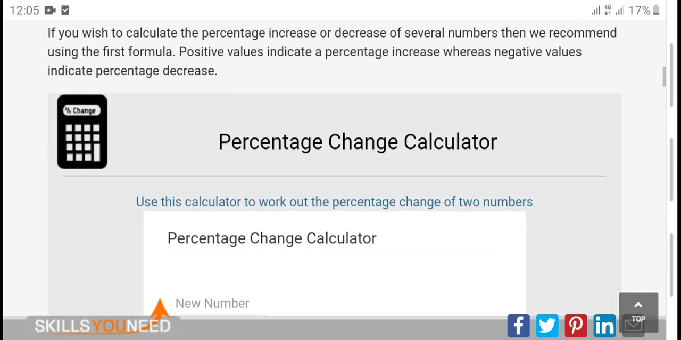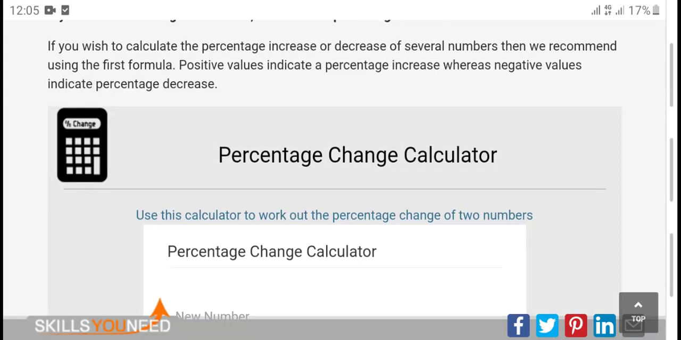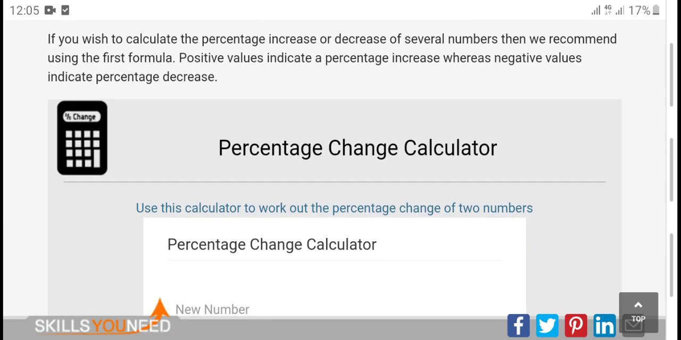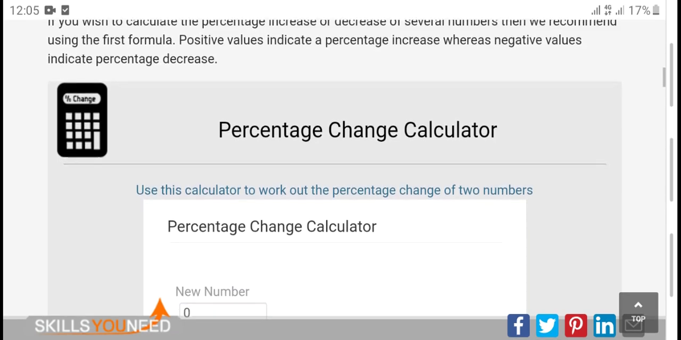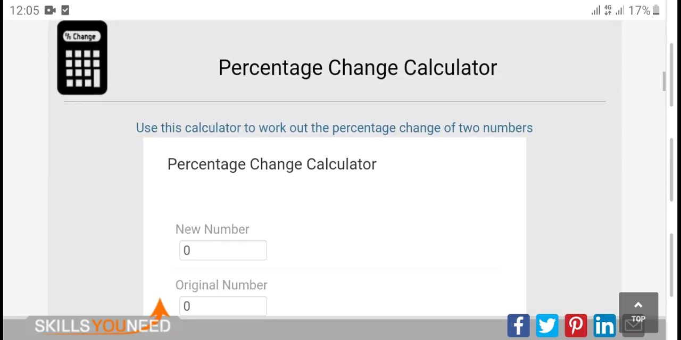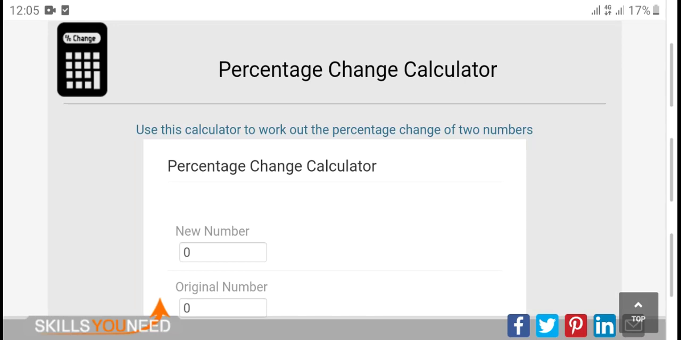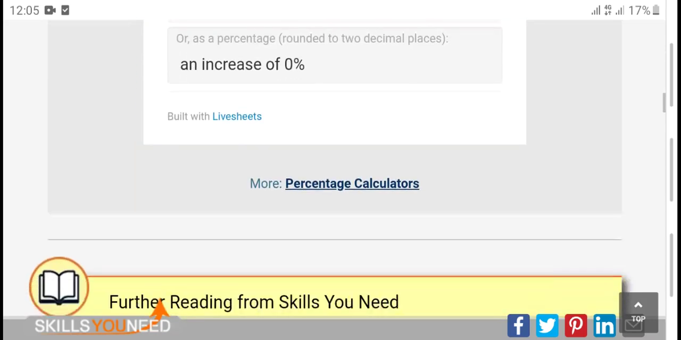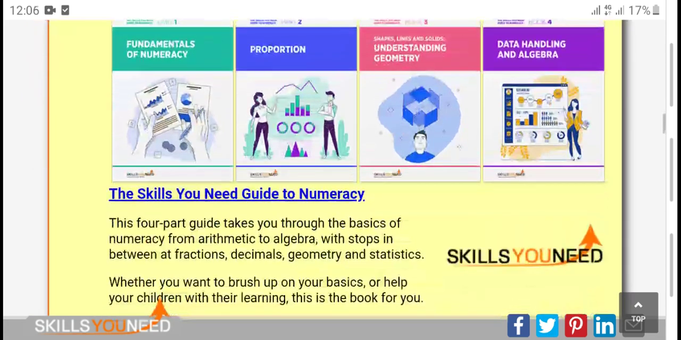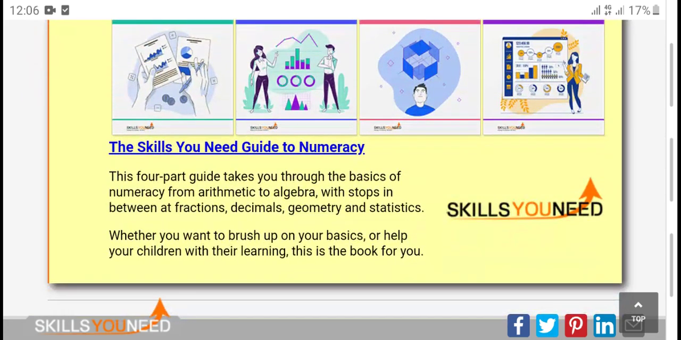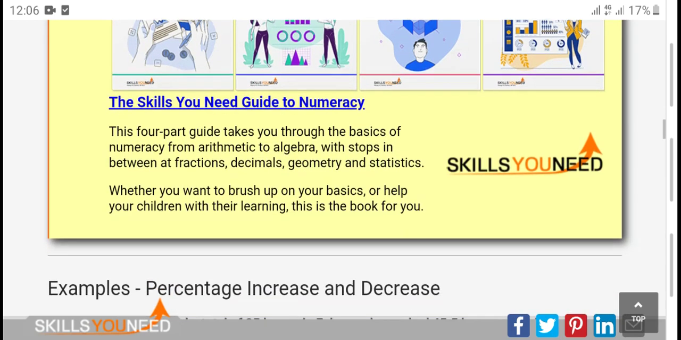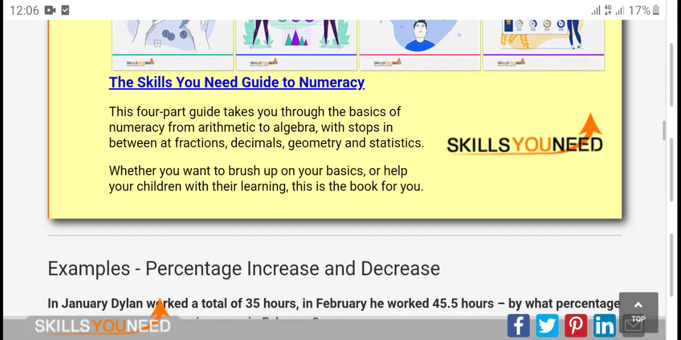If you wish to calculate percentage change, we recommend using the first formula. A positive value means an increase and a negative value means a decrease. Percentage calculation. Further reading for your scale: this 4-part guide is needed to remember the formulas.